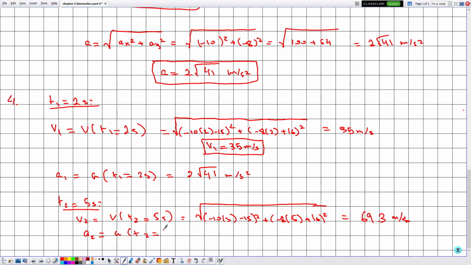As for the acceleration a2, computed at the instant t2 equal to 5 seconds, this is independent of time, which is given by 2 radical 41 meters per second squared.